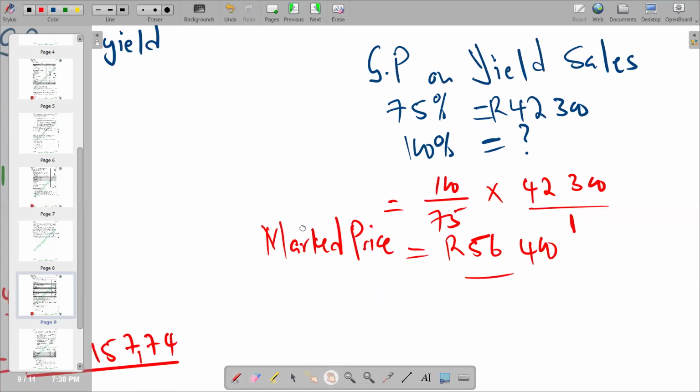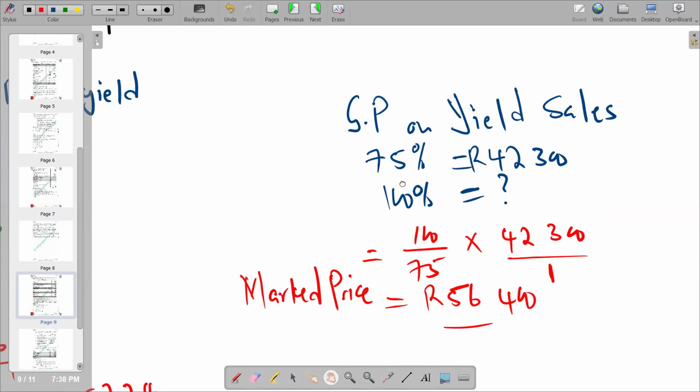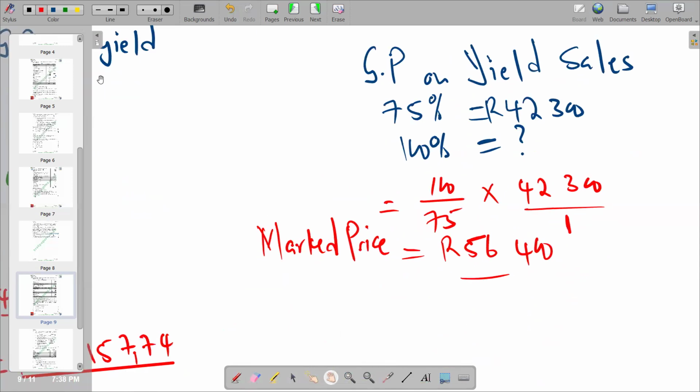Remember what we want to calculate. We want to calculate our gross profit, as gross profit is equal to our sales minus our cost price. So basically, according to the information given, we now know that this was supposed to be the market price, so we can now find the cost price. The sales we already have, it is 42,300, so we want the cost price.